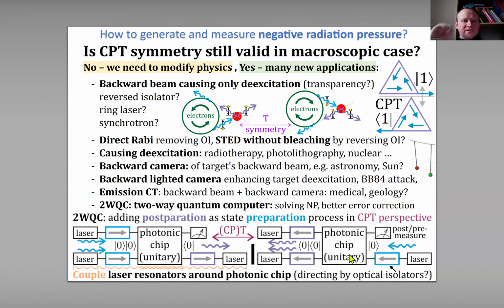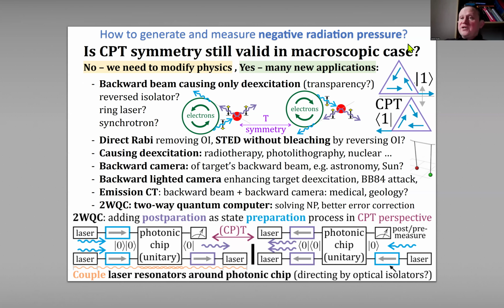Okay, here is the final slide. The summary: the basic question is how to generate and measure this negative radiation pressure. A standard laser creates positive radiation pressure. Can we get negative, which does not push photons but pulls photons? For the synchrotron, we should get both the positive radiation pressure, which also causes stimulated emission, but it should also have negative radiation pressure, which is the opposite, and from the CPT perspective they are reversed. Because there is this positive pressure here, there should be negative pressure here.